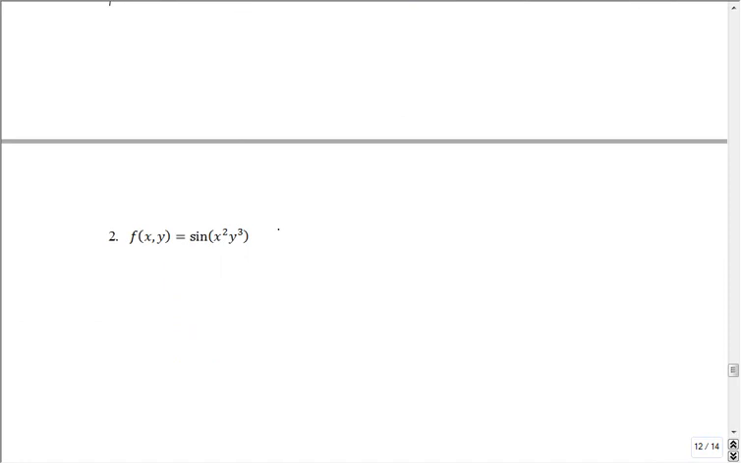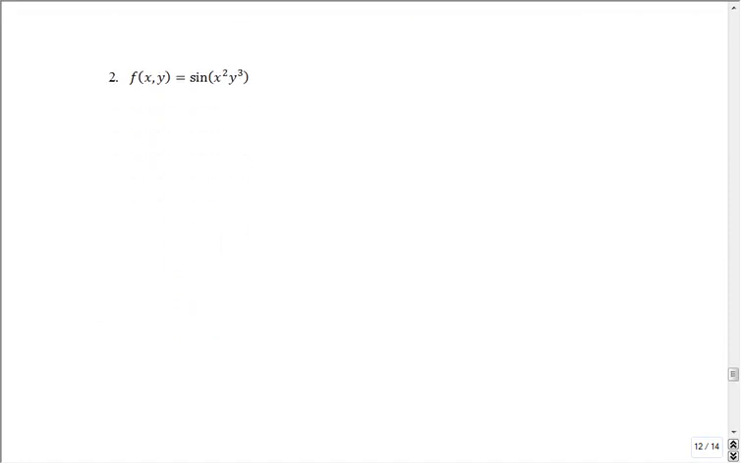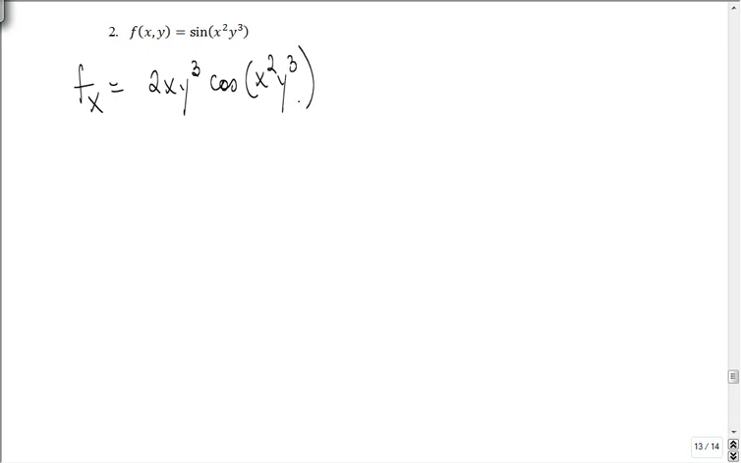Let's do this one together again. Let's find the first partials. Can somebody give me fx? And note that this is the chain rule. Okay, who's going to give me that? It's a chain rule. What do we have? 2xy cubed times cosine x squared y cubed. Beautiful. Okay, so the derivative of sine is cosine and partially differentiate x squared y cubed with respect to x. Right?